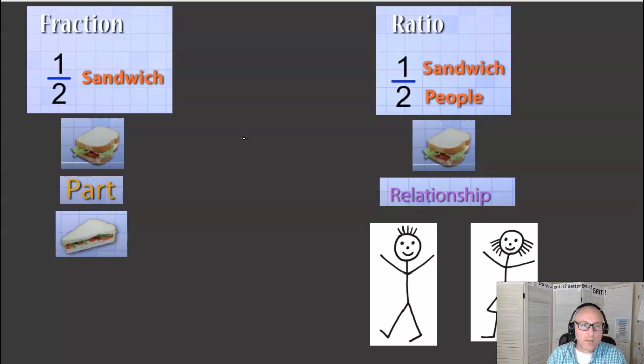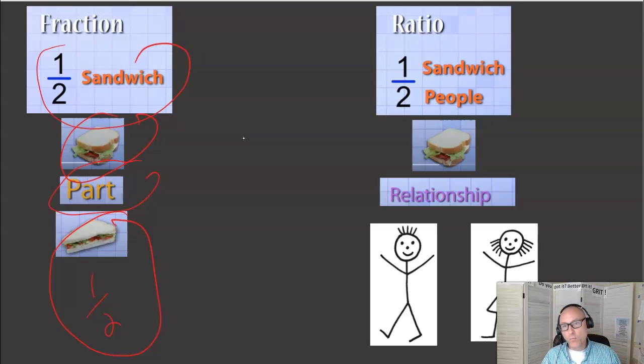Now, a fraction is part of something. So we take a sandwich, we say half. A fraction is just going to be half. That's what that represents in this case. It's one thing. But here, this is one sandwich and 2 people. Here, this is just half a sandwich, just one number describing the sandwich. Here, the top represents the sandwich. The bottom number represents the people.